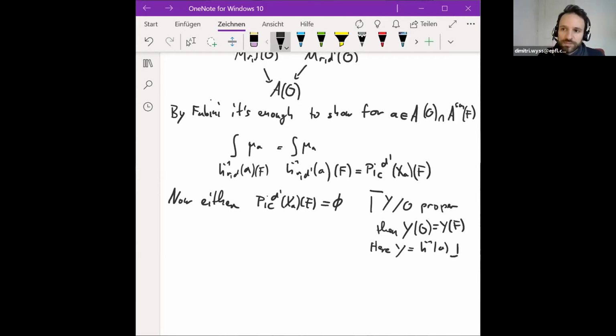This Hitchin fiber, which is proper. Okay, thanks. Well, you use properness, which is a very structural result for Higgs bundles, but not more. Okay, so this Pic^{D'}(X_A) is a torsor for the Pic^0. It acts on it simply transitively.